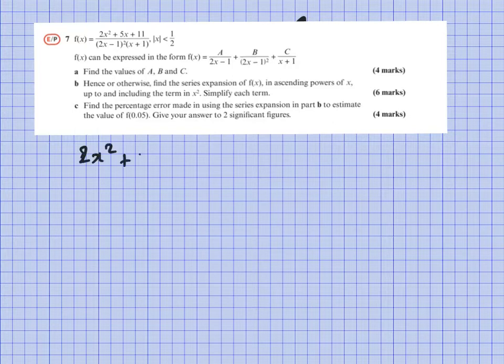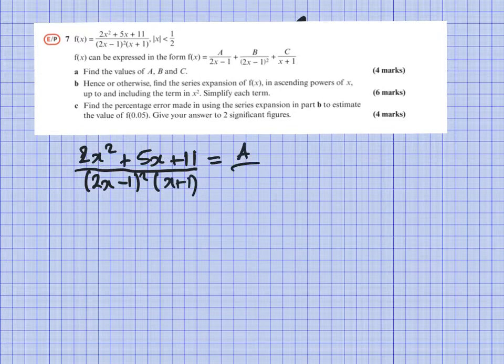2x squared plus 5x plus 11, all over 2x minus 1 squared times x plus 1, is equal to a over 2x minus 1 plus b over 2x minus 1 squared plus c over x plus 1. I want to simplify that so that I've got a single line. I can make it all have a common denominator.